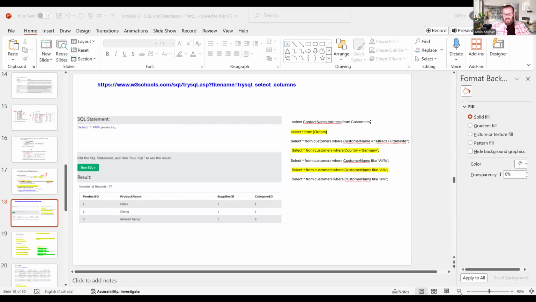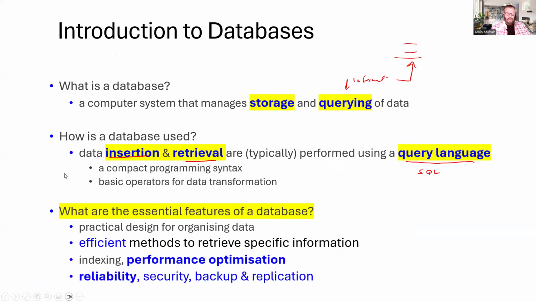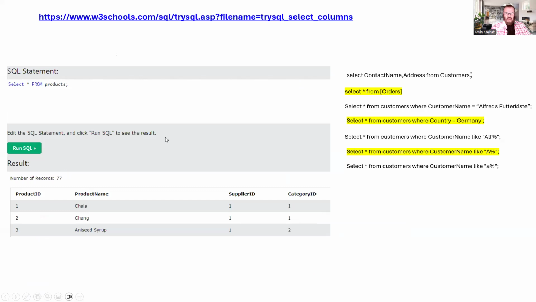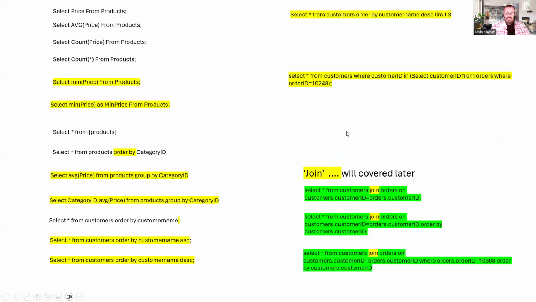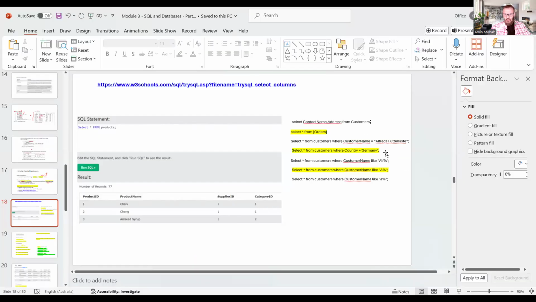All right, this is exactly where we were before. Okay, we're here. So you can select from a table called orders, you can select from customers with country called Germany. If you want to do that, let's take this, for instance, just an example to show you how it works.